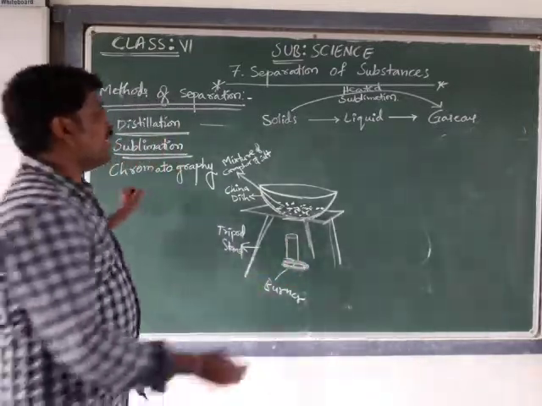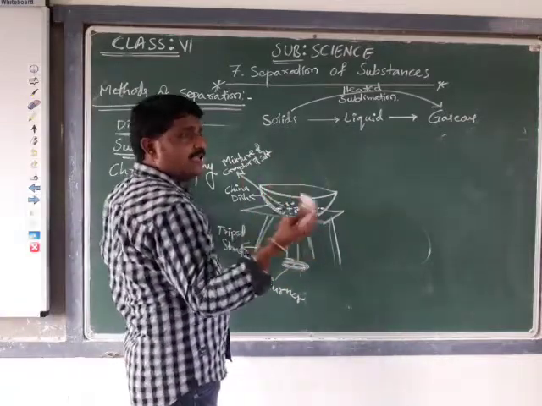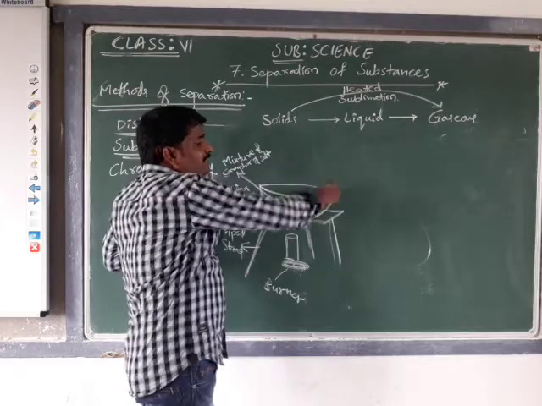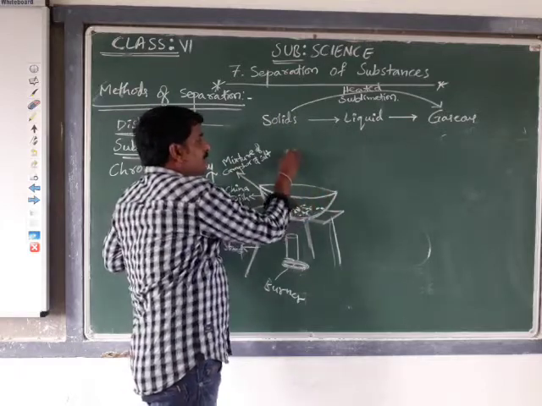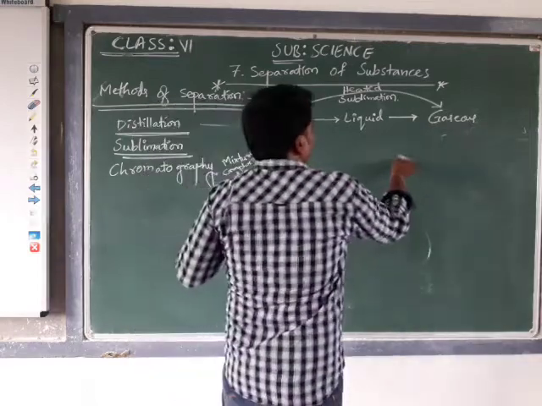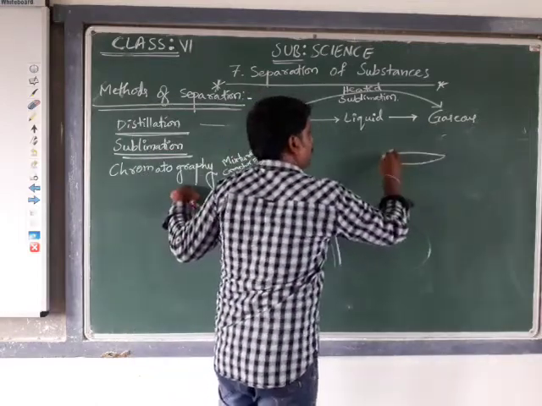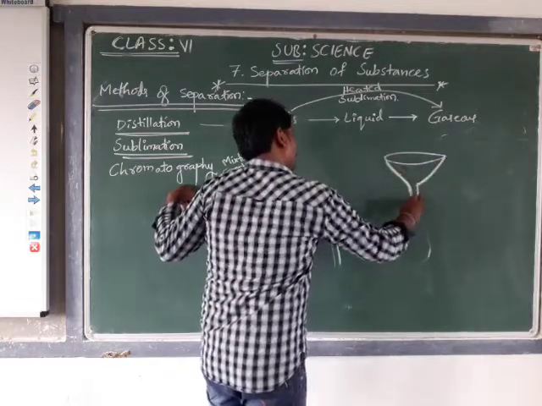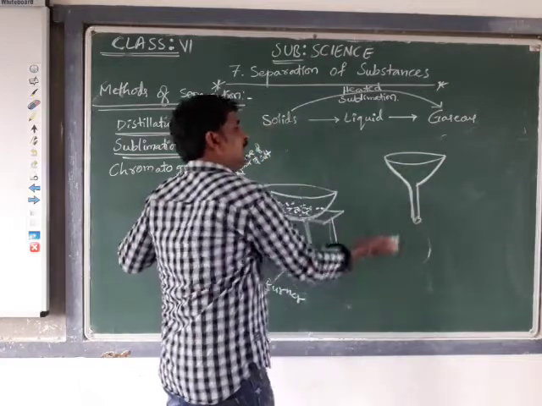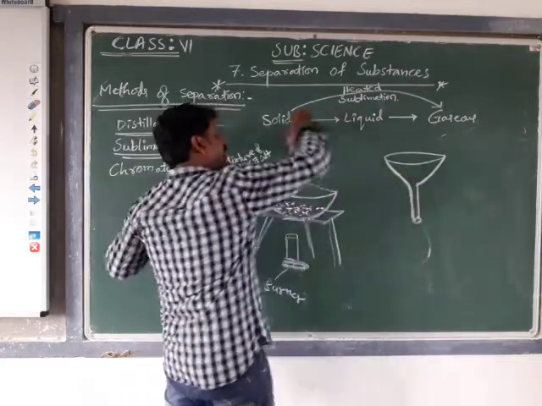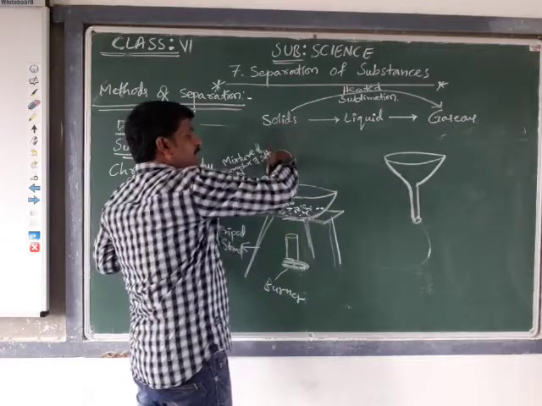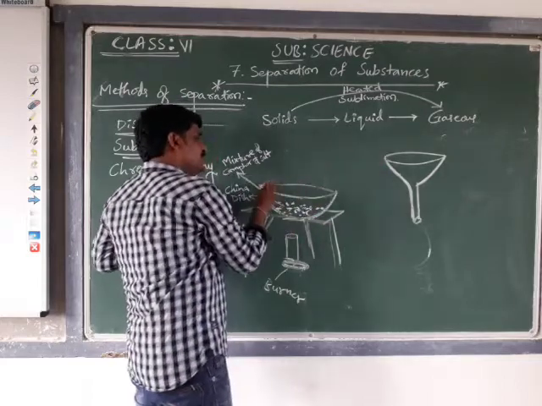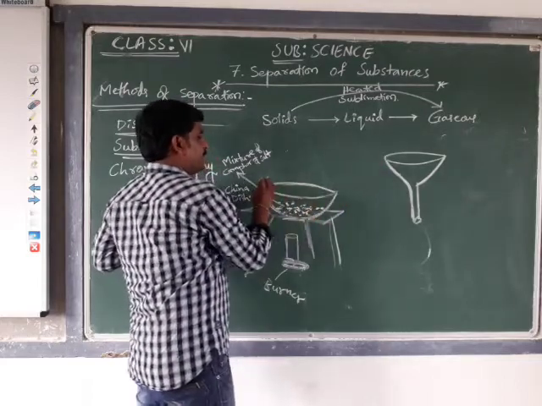Now after this, we have to take a glass funnel and invert it such that the mouth of the glass funnel covers this china dish. This is what we call a funnel. I am keeping the inverted glass funnel such that its mouth covers the china dish.